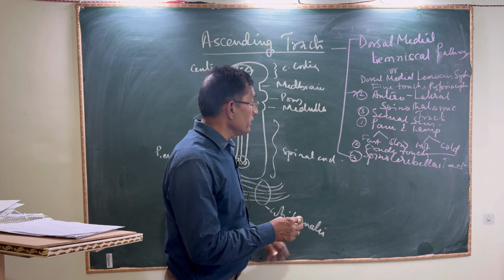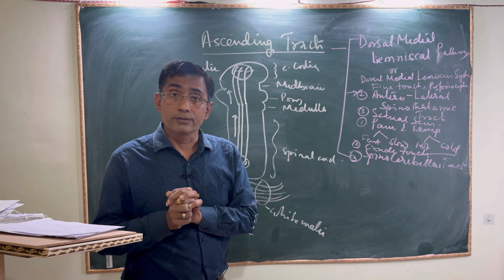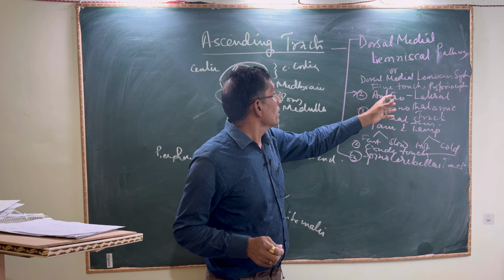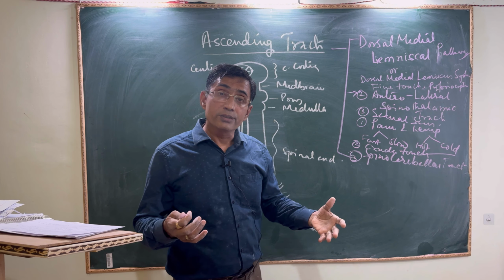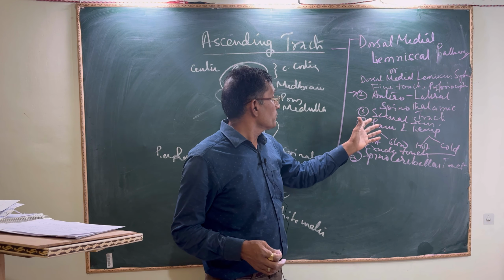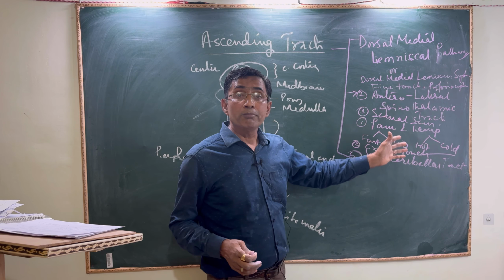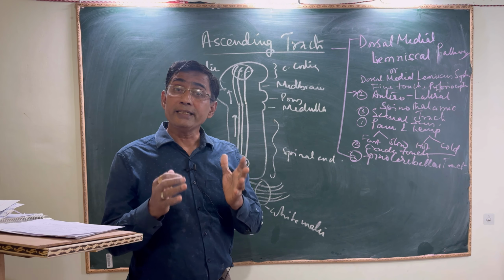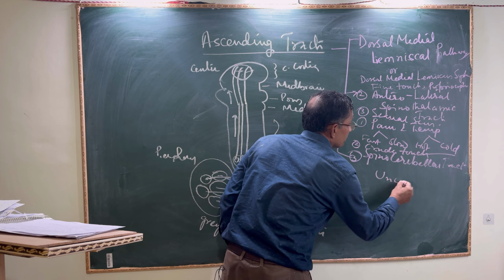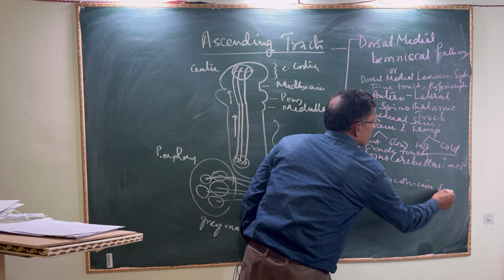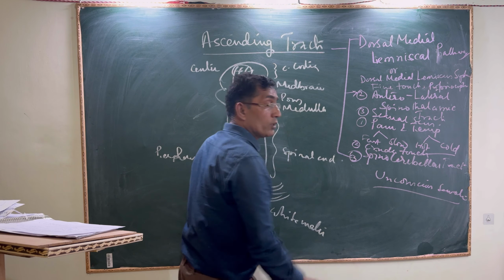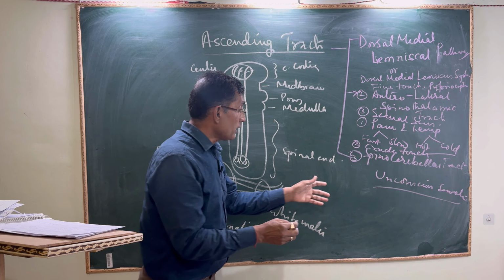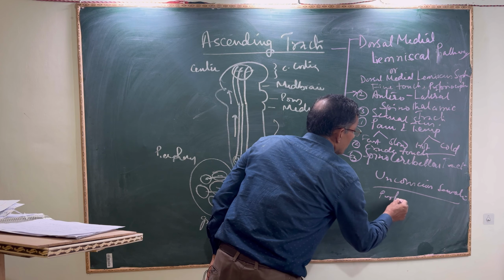This tract actually carries unconscious sensation. These are all conscious sensation. Touch, it is conscious sensation. Then proprioception, it is conscious sensation. Here, the anterolateral spinothalamic tract carries pain and temperature, that is also conscious sensation. But the spinocerebellar tract carries unconscious sensation. Try to understand what I am talking about. Unconscious sensation, that can be proprioception.